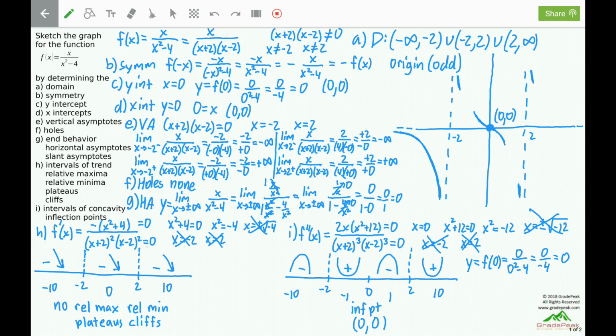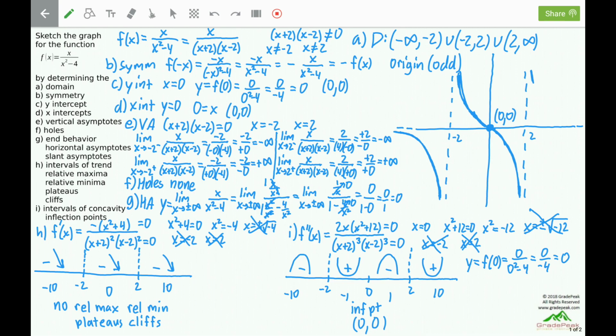Between the -2 and +2 vertical asymptotes, we have decreasing. It should be concave up on the left of 0 and concave down on the right of 0. So that means that it will look something like so. And it has the behaviors on each side of the vertical asymptotes as it should.